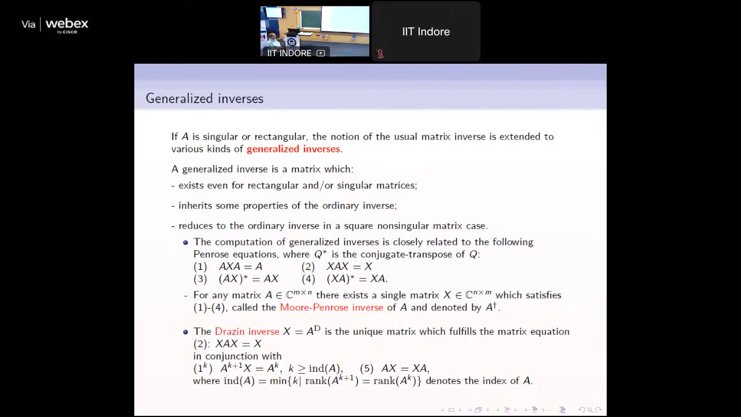First who discovered such inverse was Moore in 1920. But this result stayed unknown 35 years, and in 1955, Penrose discovered a very useful application of Moore-Penrose inverse in solving linear matrix equations and solving systems of linear equations. And because of that, Moore-Penrose inverse is used with this name.